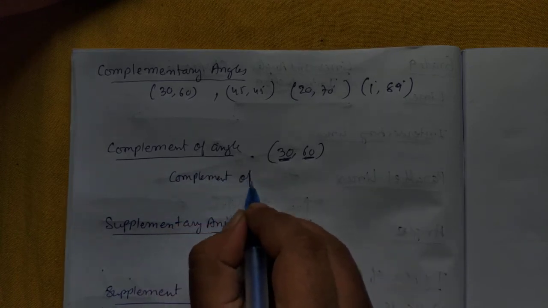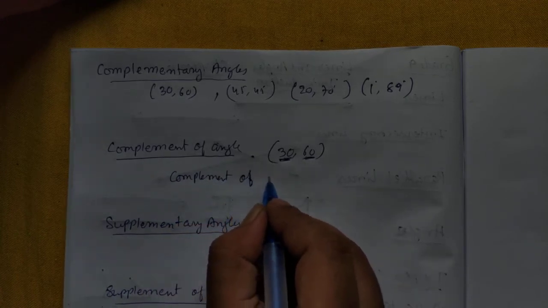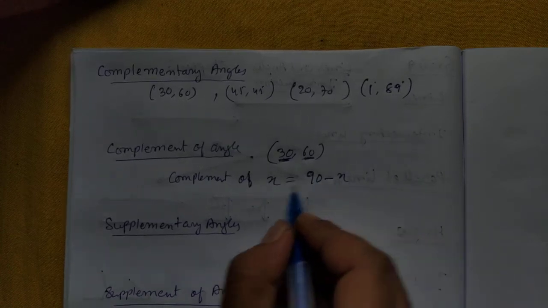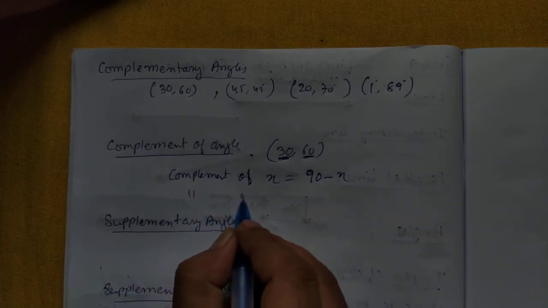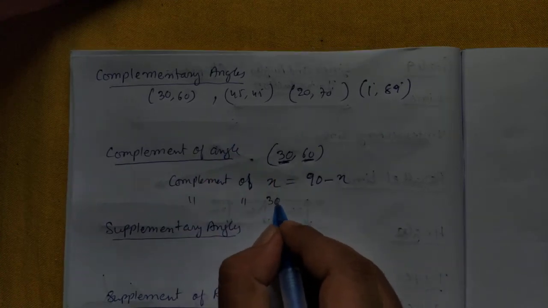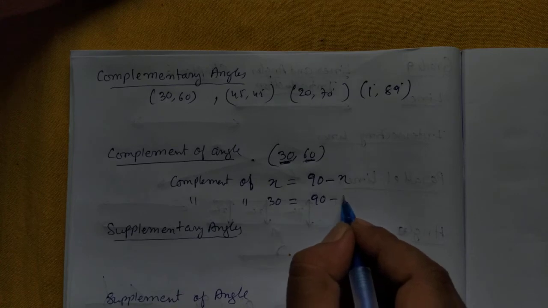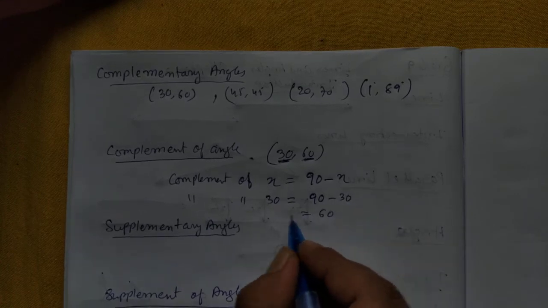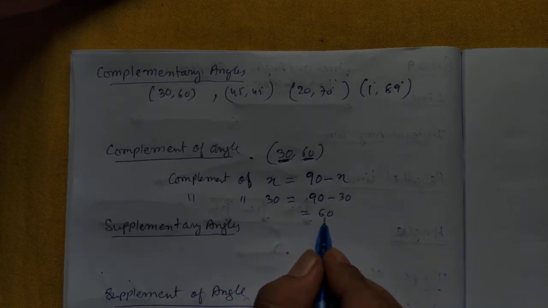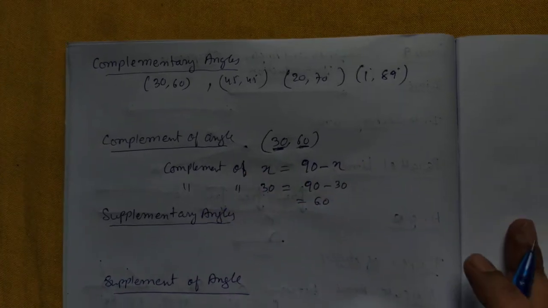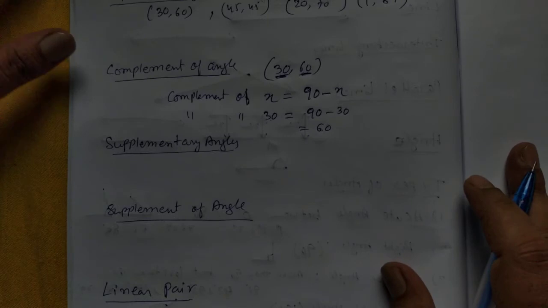Complement of any angle. Suppose we are going to find the complement of x. To find the complement of x, you have to do 90 minus x. Suppose we are going to find the complement of 30 degree. I said complement of 30 is 60, so we'll do 90 minus 30, that is 60. So complement of 30 is 60. If you find the complement of 60, you'll get 30. Clear?